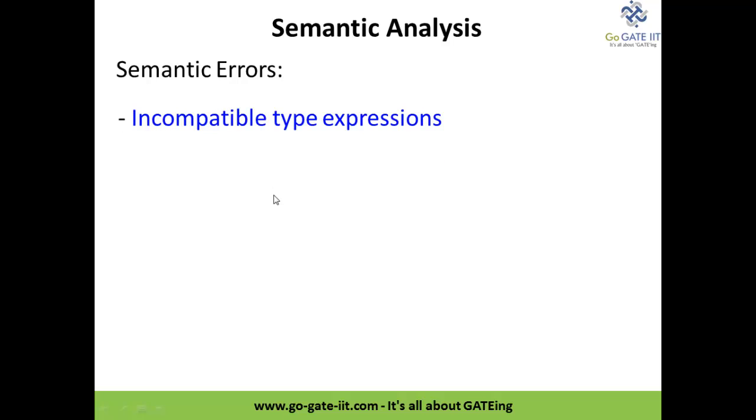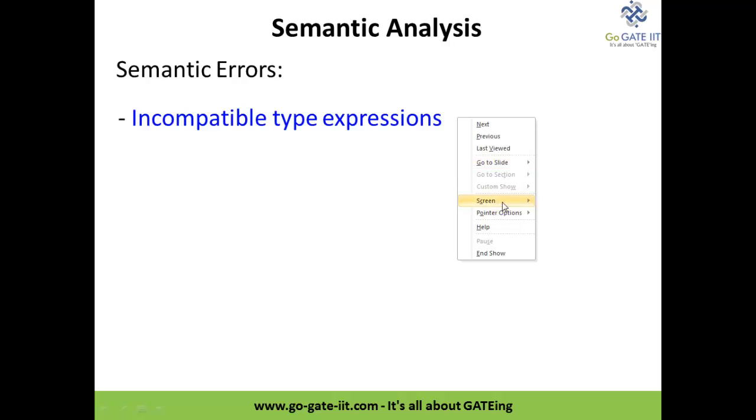So what are the types of semantic errors we see in our daily life? Being a programmer, when you write a program, you need to stick to certain principles or a set of rules associated with that specific programming language. For example, one semantic error we can see here is incompatible type expression. So what does this incompatible type expression mean?